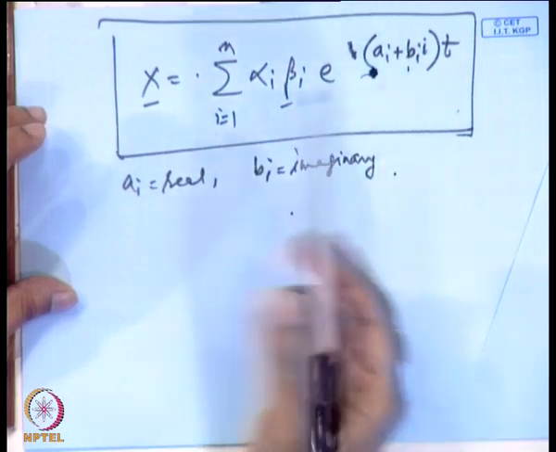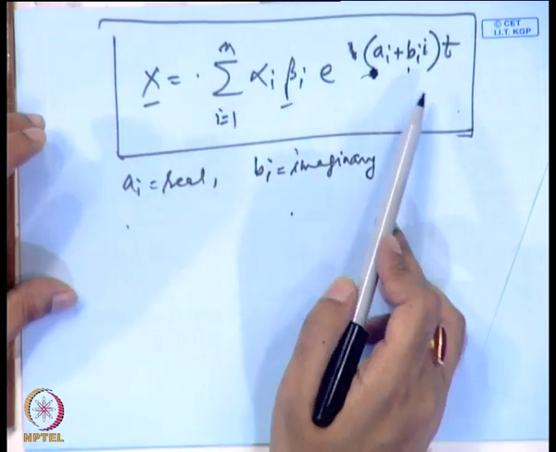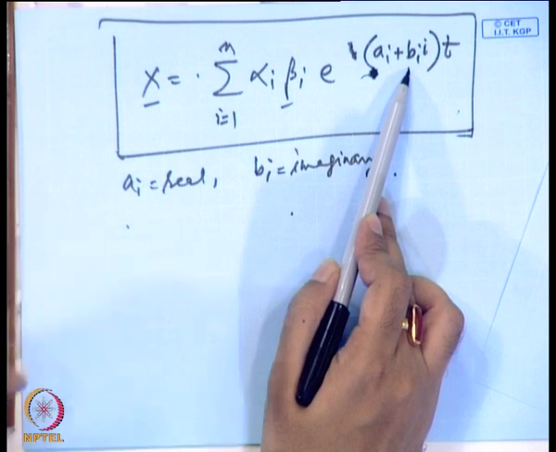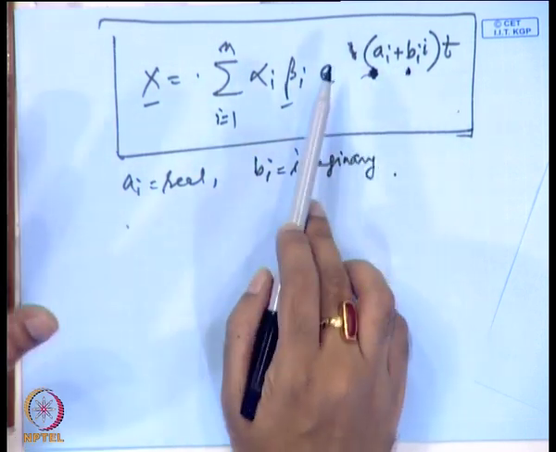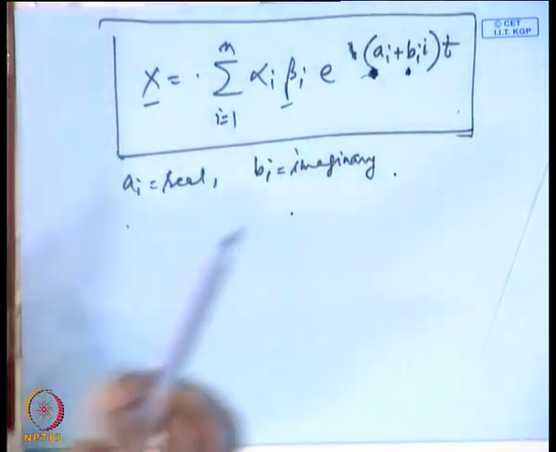Now, let us look at the imaginary part, bi. What do you think are the effects of the imaginary part? If the imaginary part is 0, there are no oscillations in the system. If the imaginary part is non-zero, positive or negative, then there could be oscillations in the system. So, when looking at the total system, you have to couple the effects of the real part and the imaginary part.